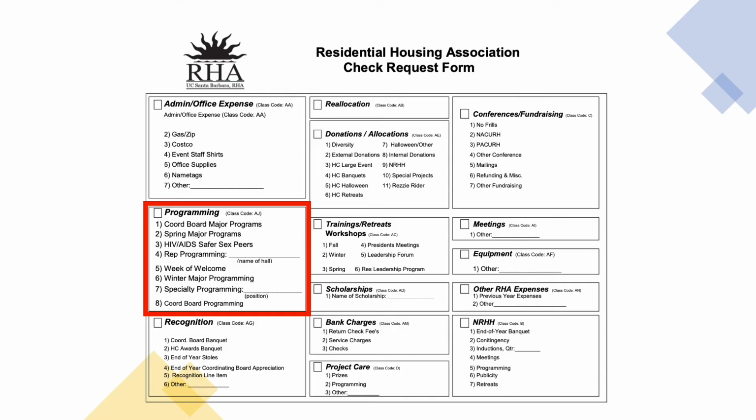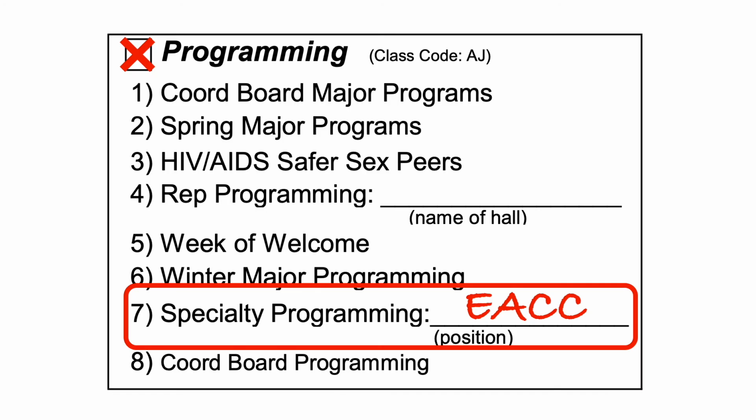Since this check request form is for a program, we're going to take a look at the programming category. The EACC is a specialty position of the RHA Cord Board, so we'll circle line item number 7 to indicate that this check request was for specialty programming. Specialty members should write their position down as well. This is all you'll need to do for the upper section.